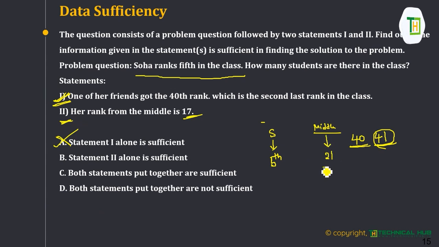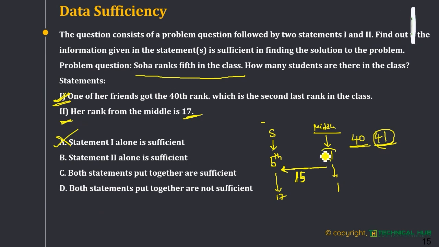So I can say there are 16 members in between Soha and the middle person. When I count from the middle, in between 15 persons are there. So here her rank is 17th. The first rank is the middle, plus 15 makes 16, and Soha's rank is 17. So the 17th rank from the middle.